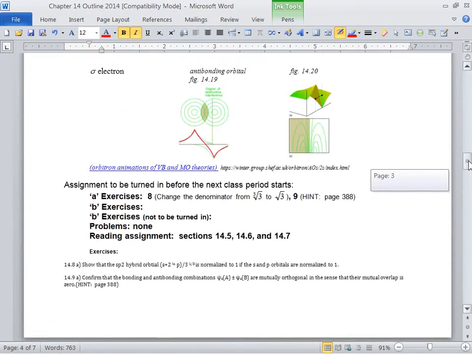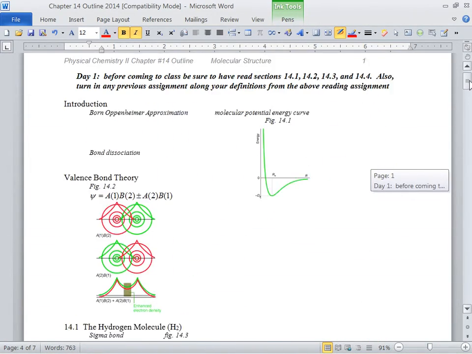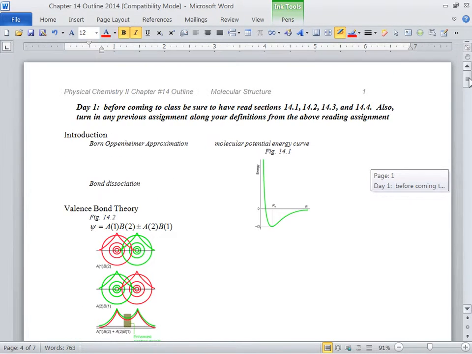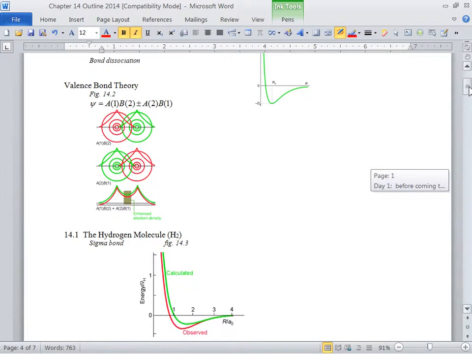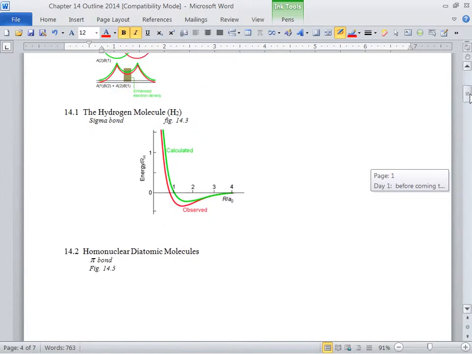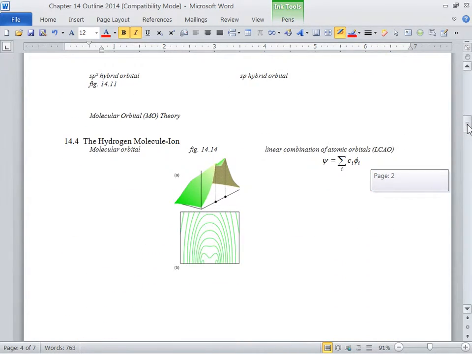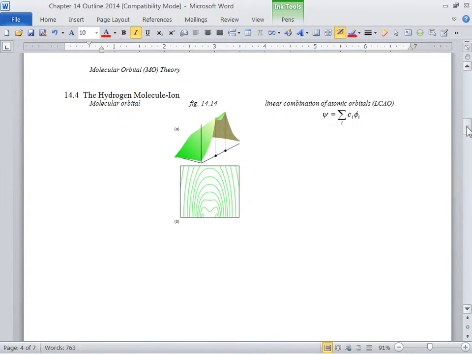We started out chapter 14 with the valence bond theory, so we're talking about bonding for molecules. And we're still messing with just diatomic molecules. And they moved from the valence bond theory to the molecular orbital theory, where we're back to our quantum mechanical idea of wave functions and how they came up with their wave functions.